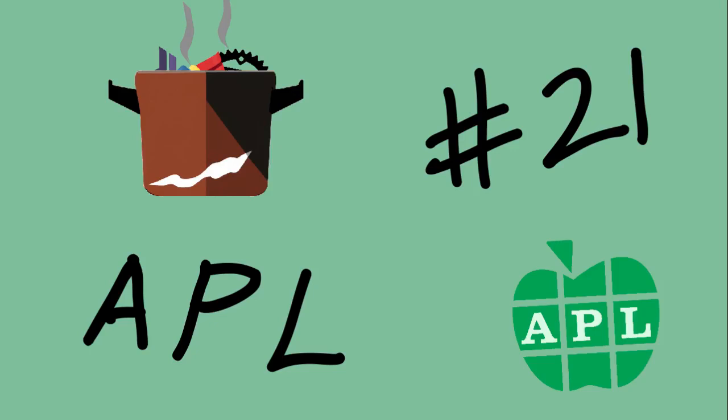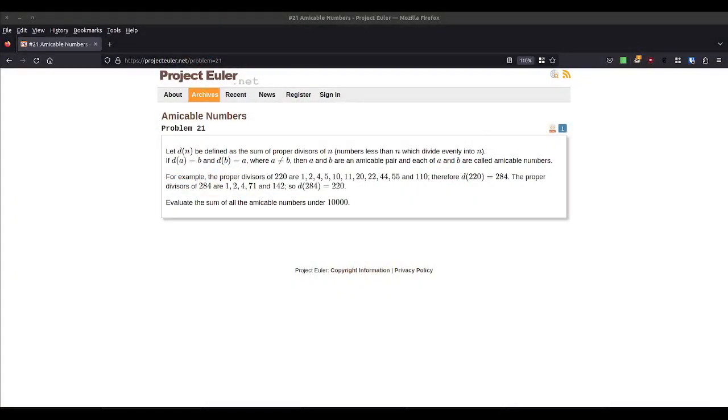I'm Mark Arines, and this is Euler's Melting Pot. In this challenge, we try to complete every Project Euler problem in a different programming language. Today's challenge is problem number 21.